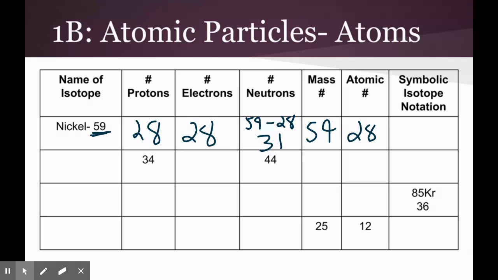And then the last thing we want to do here is write the symbolic isotope notation. So the symbol is Ni for nickel, and remember when we write this, we're going to write the atomic number on the bottom, so that would be 28, and the mass number on the top, which is 59.